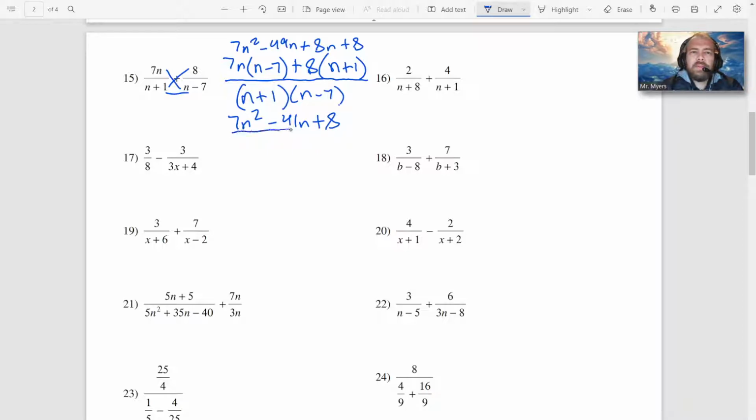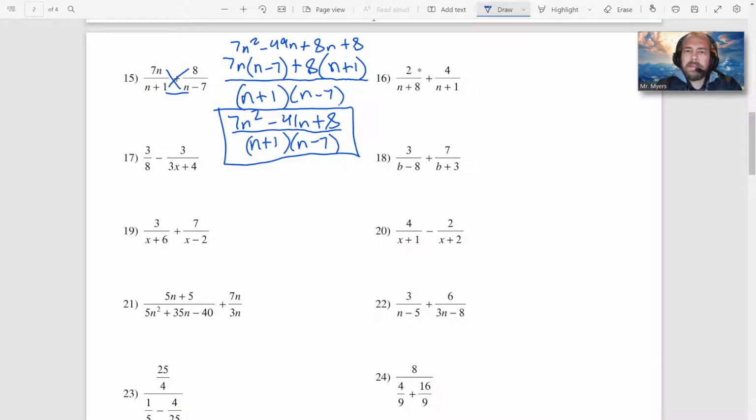And I don't think those can factor, at least not into things that might turn into something else, like an n plus 1 or an n minus 7. So since that doesn't seem to be the case, we would pretty much just call it a day at that point. So box it all in and move on to the next one.